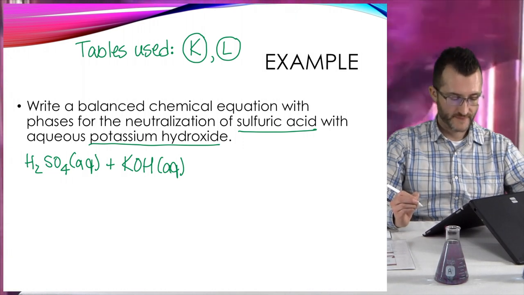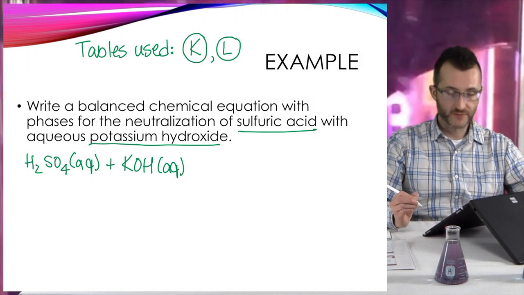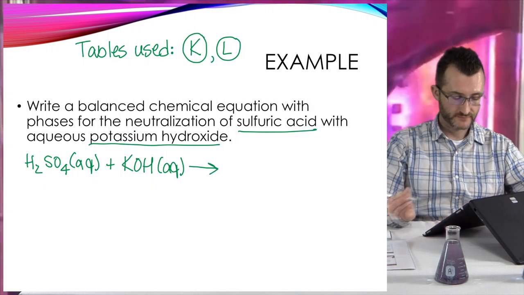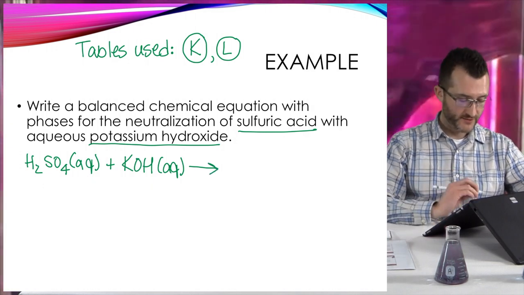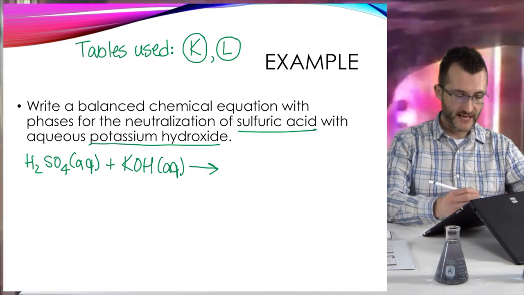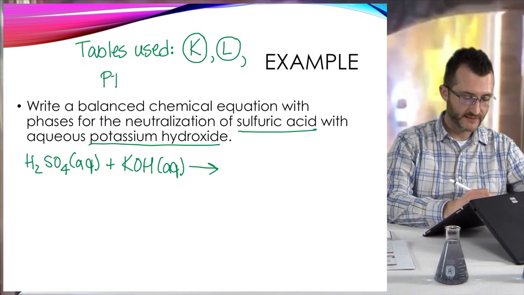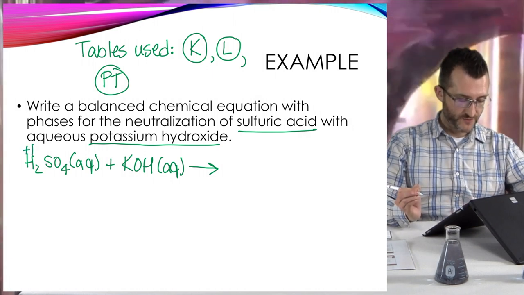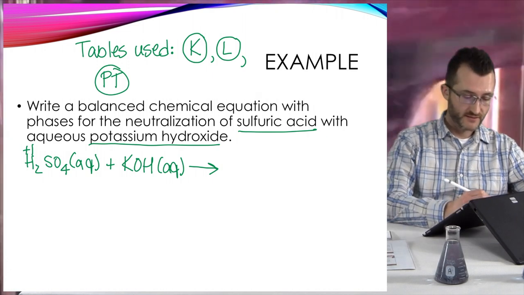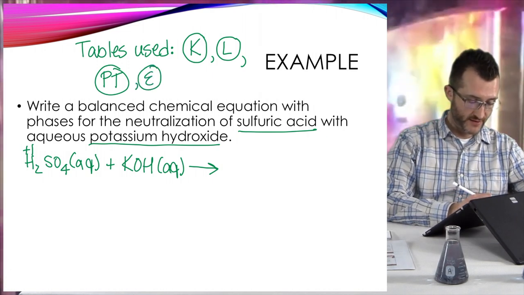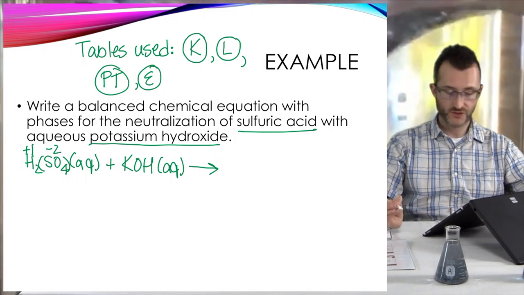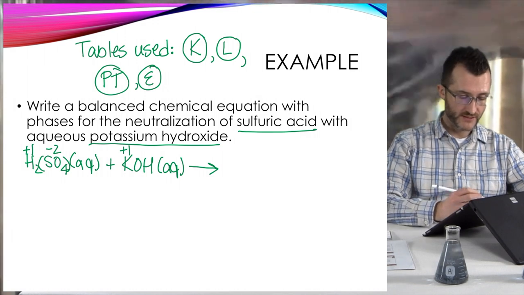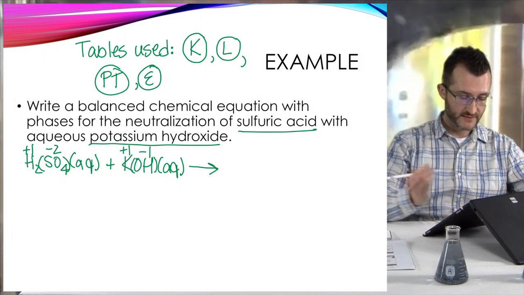This is a neutralization reaction. It's just like what type of reaction we already talked about? Double replacement, because we've got two compounds reacting. Good. Before we do that, we look up our charges. I'm going to use my periodic table. H is plus one. SO4 is a polyatomic, so that's another table. That is Table E. That whole thing, which I like to put in parentheses, is minus two. K off the periodic table is plus one, and then OH off of Table E is minus one.